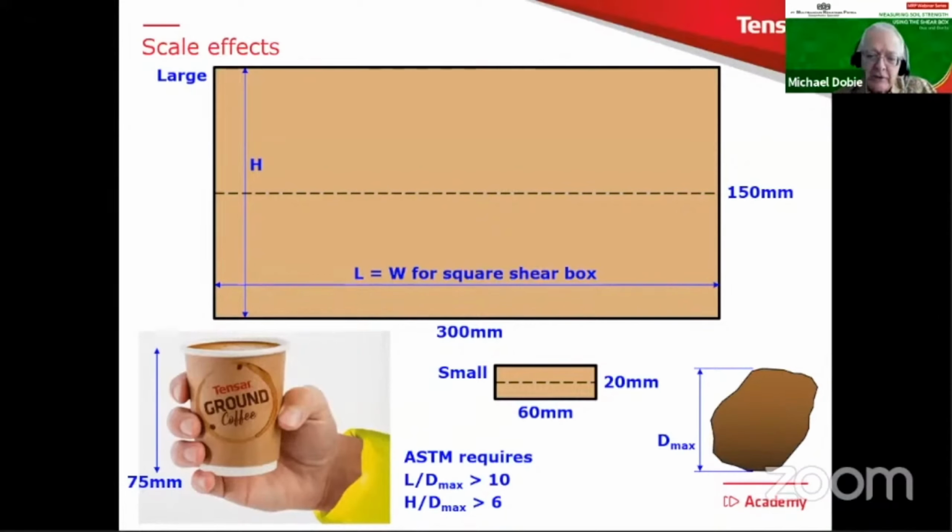So if I actually put that into the shear box, it'll be 25 millimeters in the big shear box, or large one, and it would be 3.3 millimeters in the small shear box. And I've drawn the particles to scale.